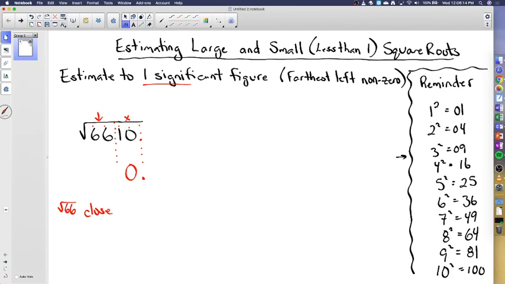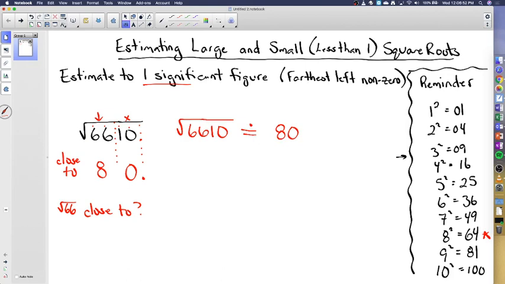The square root of 66 is closest to what? It's really close to 8, because the square root of 66 is really close to the square root of 64. So the square root of 66 is close enough to 8. That means the square root of 6,610 is approximately 80. And that is as close as I need to get in terms of estimation.